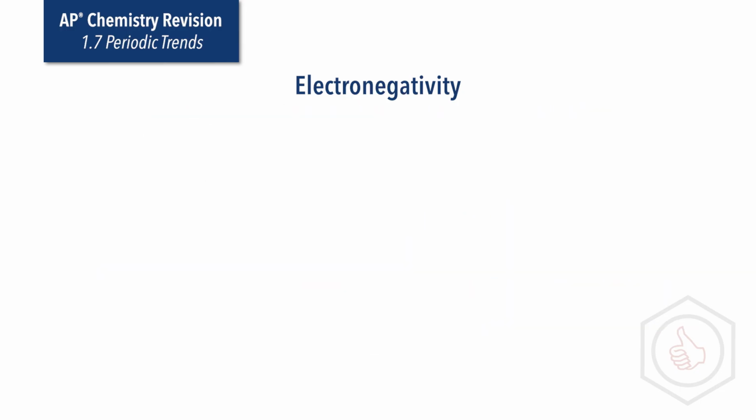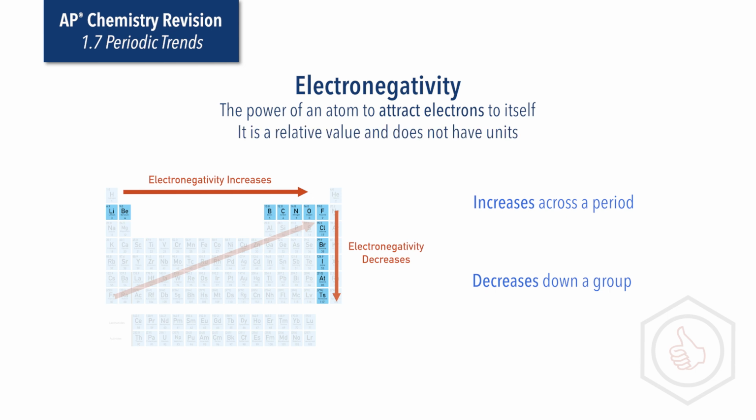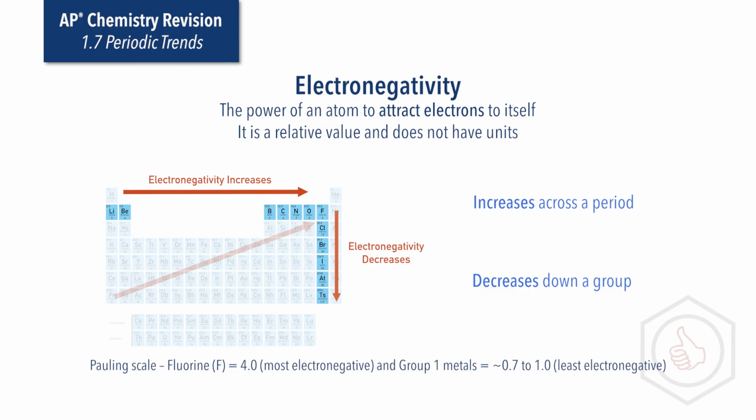Electronegativity is the power of an atom to attract electrons to itself. As a general trend, it increases across a period from left to right and decreases down a group from top to bottom. It's a relative value and doesn't have units, with the most commonly used scale being the Pauling scale, with fluorine having a Pauling value of 4.0, the most electronegative element on the table, and the group 1 metals having the lowest electronegativity values, 0.7 to 1.0.